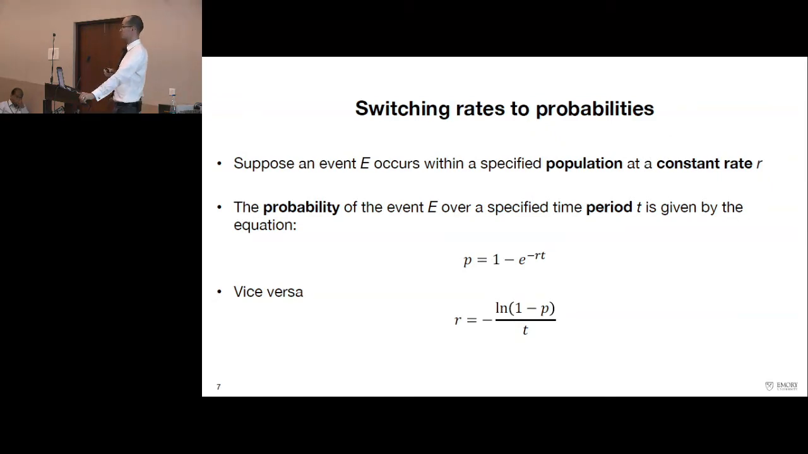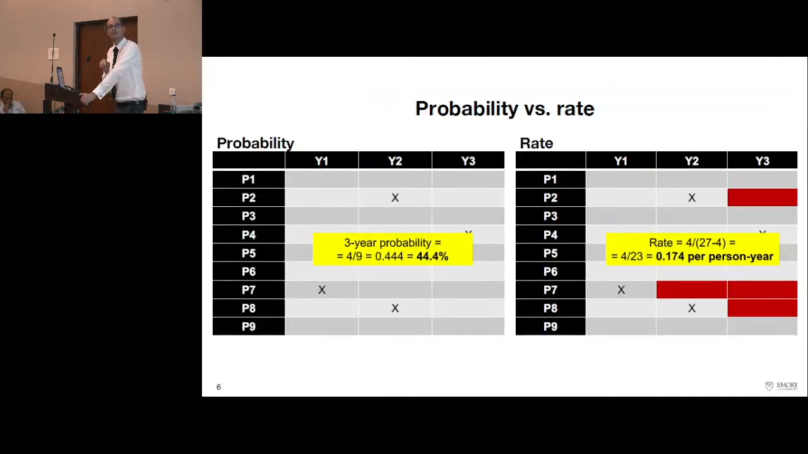To switch between rates and probabilities, there is a formula. This will be pretty dry, but if an event E occurs within a specified population at a constant rate R, then the probability of the event E over a specified time period T is given by the equation P equals 1 minus e to the power of negative rate times the number of periods. So remember that in here we calculated the rate per person-year.